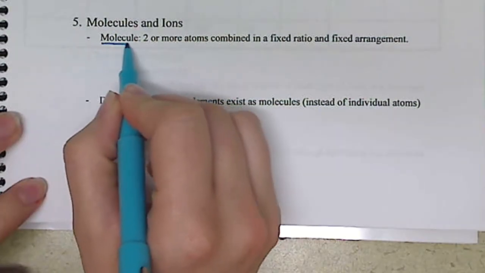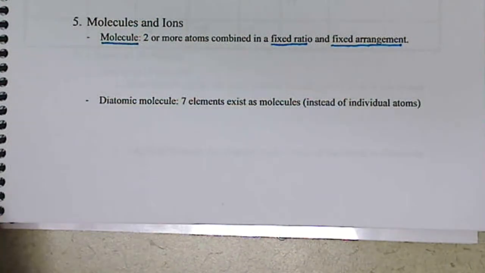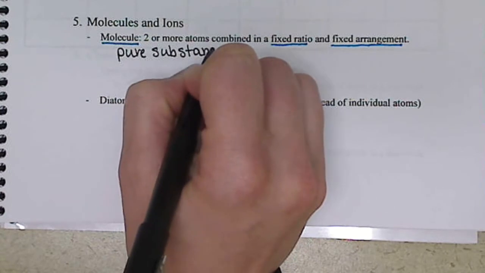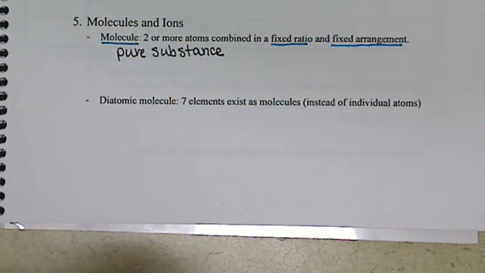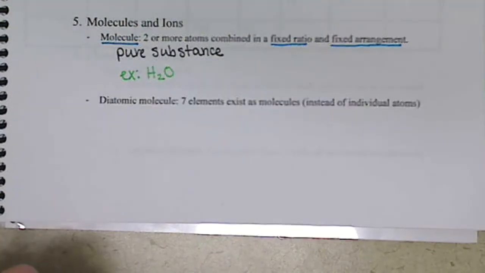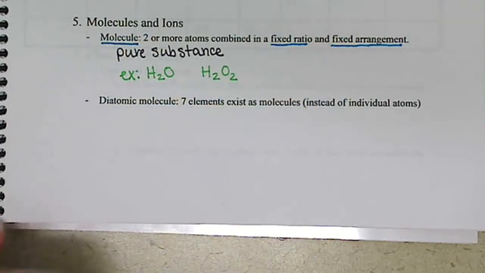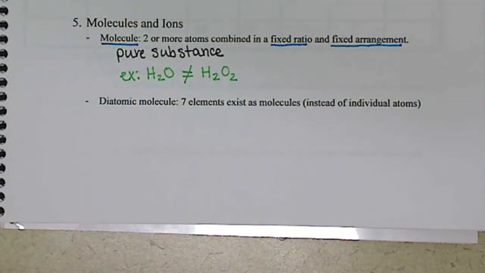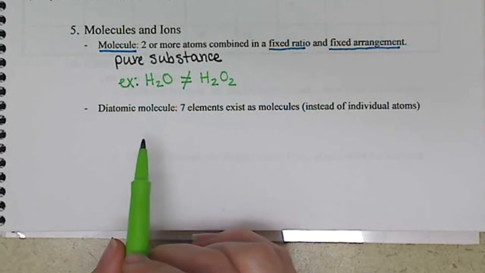So a molecule is two or more atoms combined in a fixed ratio and a fixed arrangement. Molecules are under the category of a pure substance. What it means by fixed ratio is the ratio of our atoms can't change. For example, water has 2 hydrogens for every 1 oxygen. If we change this ratio, if we say for every 2 hydrogens we're going to have 2 oxygens, this is not the same thing. These are 2 different molecules. They have to have a fixed ratio. Once we have defined what our ratio is, we have to keep it. If we change the ratio, then we change the substance.